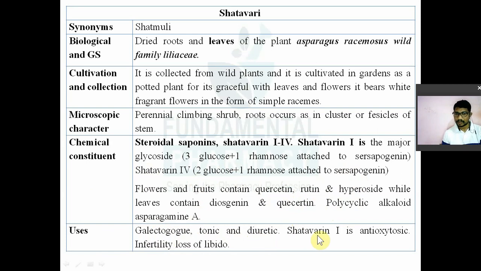It is also used as a diuretic and anxiolytic, and in infertility and loss of libido. So in anybody with a loss of libido, meaning loss of sexual desire, Shatavari is used.